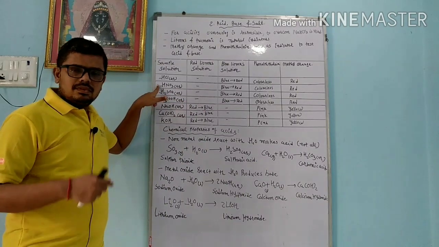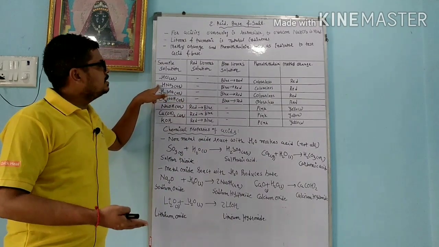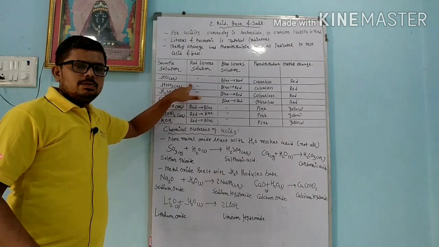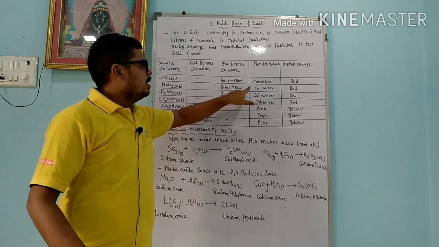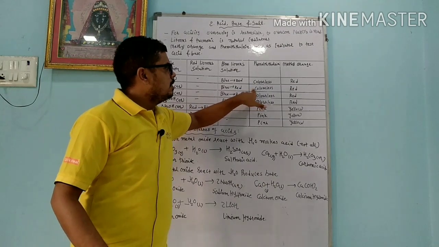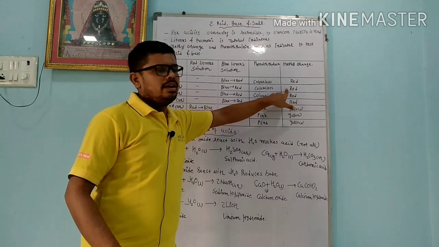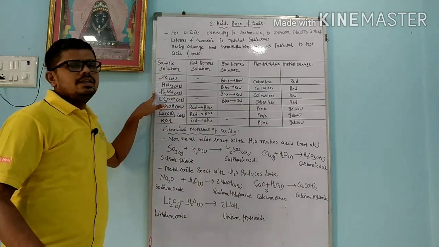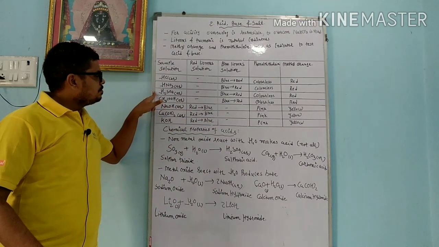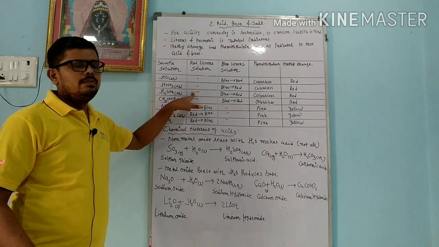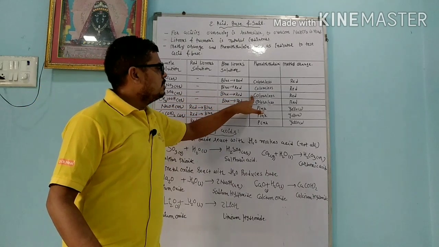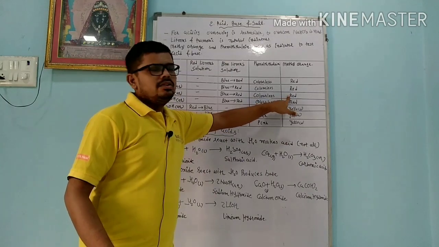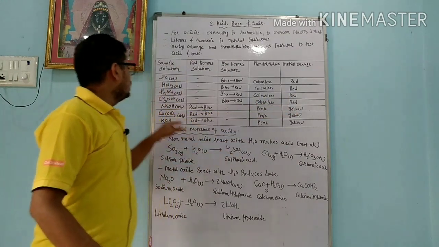Nitric acid: the name is given acid, but how is it acid? It does not change red litmus paper blue. It changes blue litmus paper red. In phenolphthalein it is colorless. In methyl orange it is red. Sulfuric acid is called the king of chemicals. It does not change red litmus paper blue, but it changes blue litmus paper red. It is colorless in phenolphthalein. In methyl orange it is red.